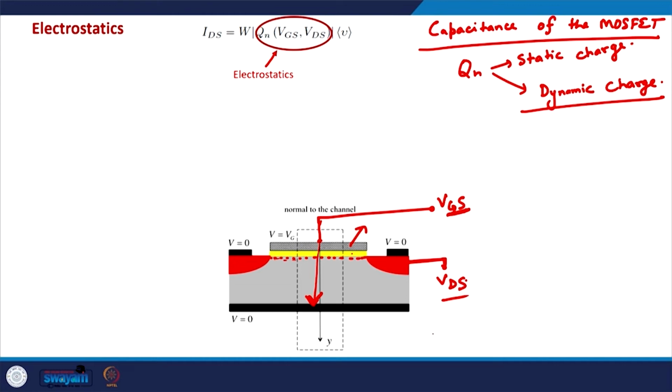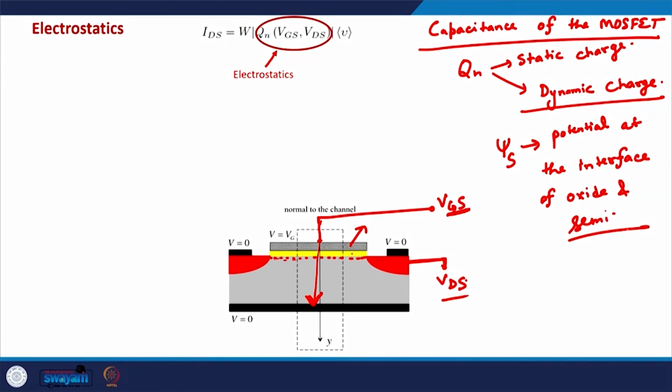Apart from this, there is one more important topic that generally we focus upon, and that is the quantity known as psi s, and psi s is the potential at the interface of oxide and semiconductor.